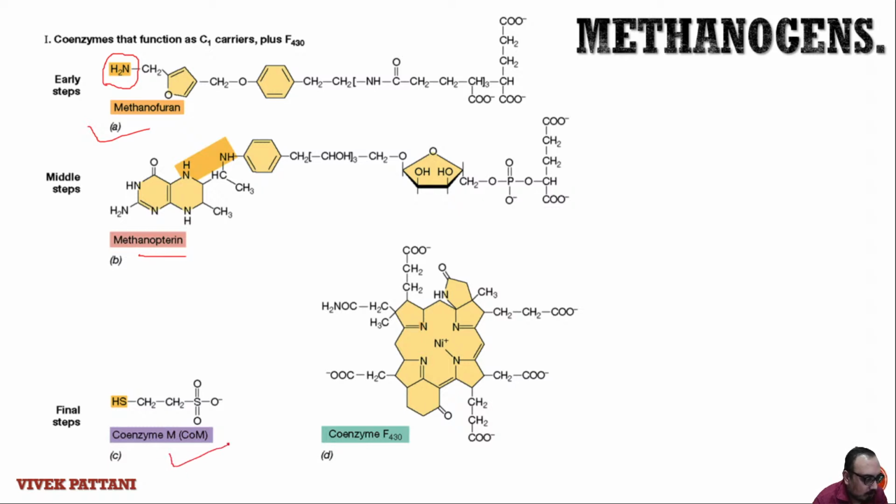This one is coenzyme M and coenzyme F430. These are the coenzymes which function as carbon carriers. Repeating the names again: methanofuran, methanopterin, coenzyme M and coenzyme F430.